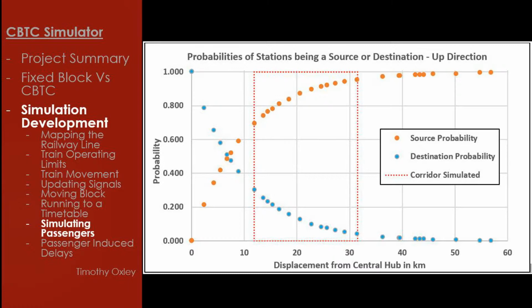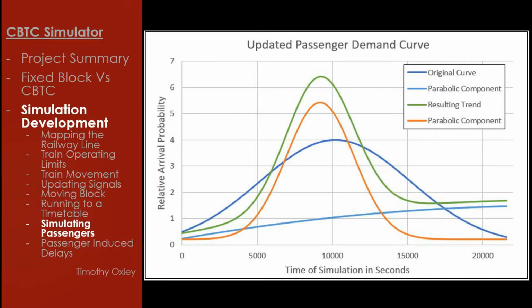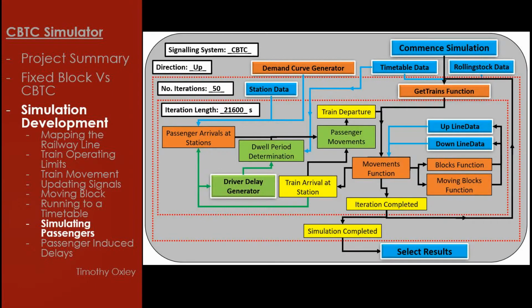Conversely, a station is more likely to be a destination the closer it is to the city. This does not account for the variation in passenger demand that is observed across a morning or an afternoon peak. To simulate this trend, the probability of passengers arriving at each station is scaled within the passengers arriving at stations function. This emulates the random yet determinate nature that passengers arrive at stations to board trains.